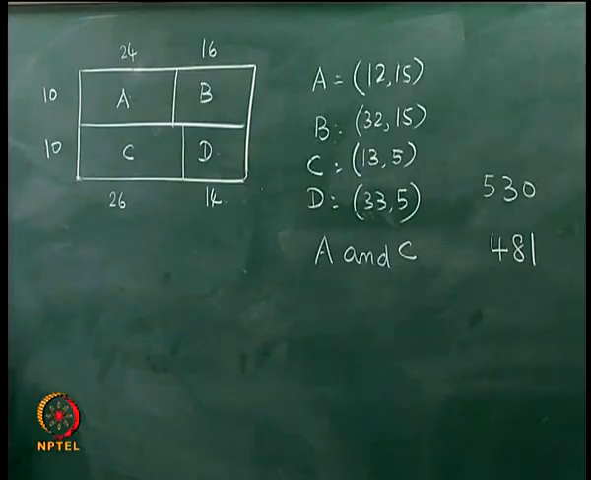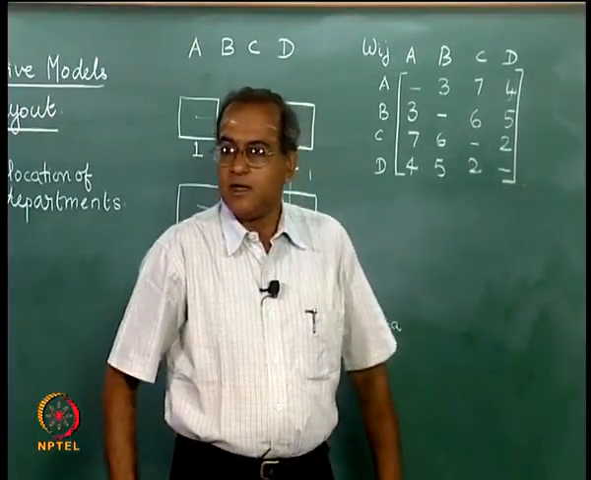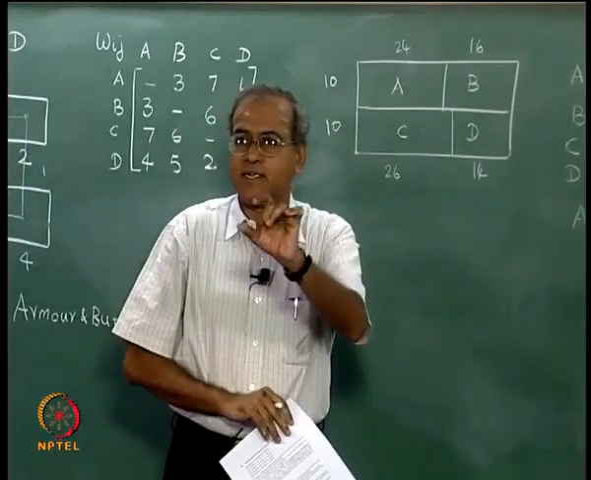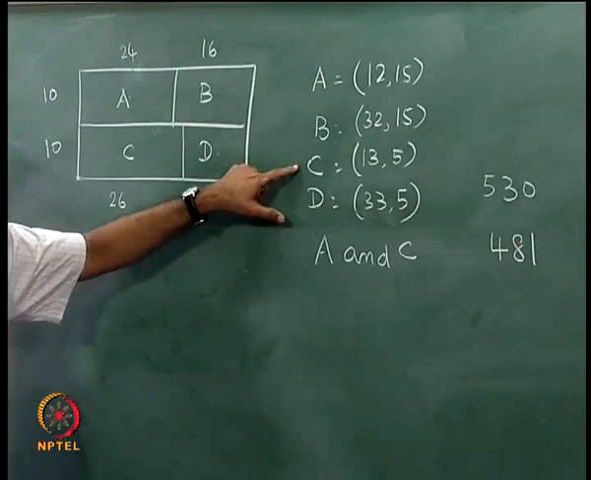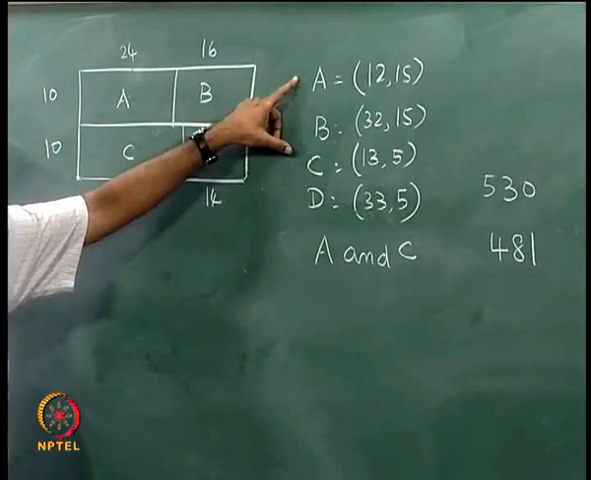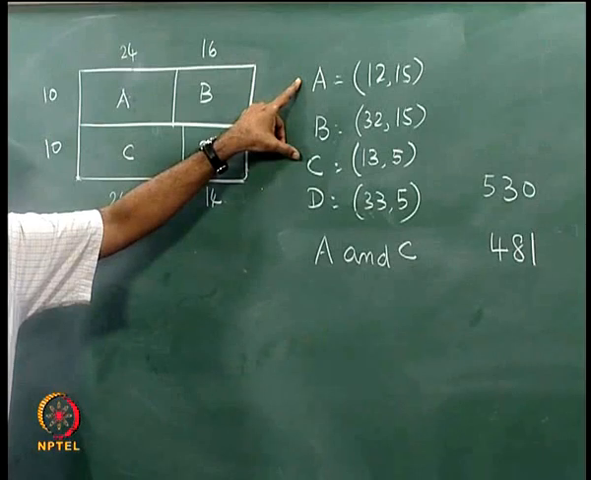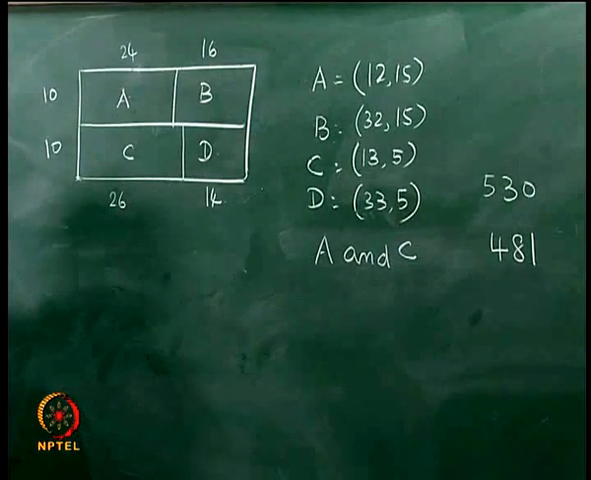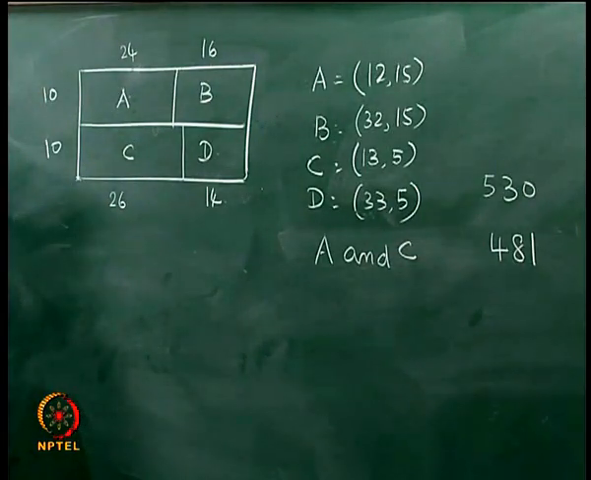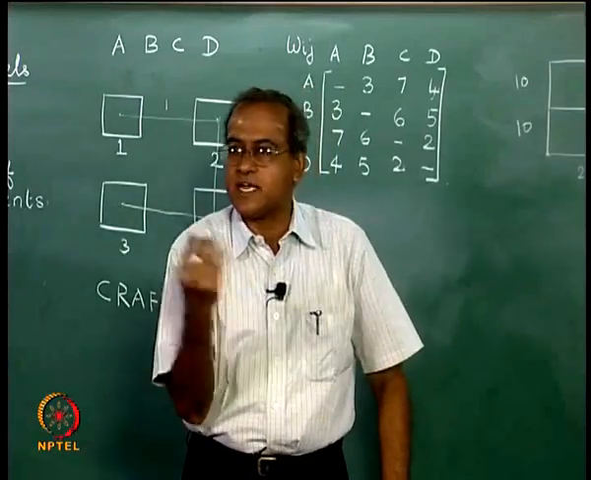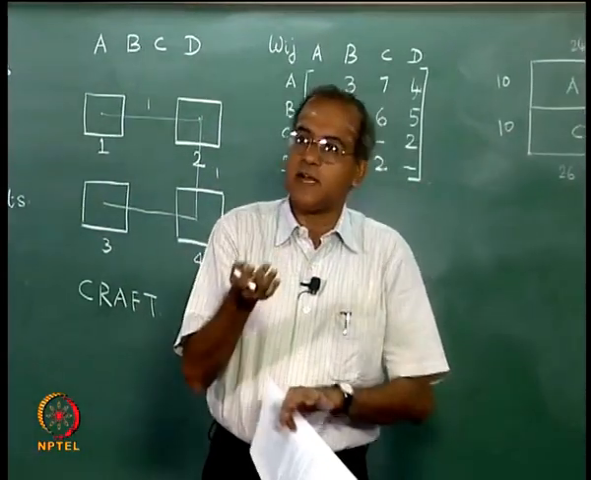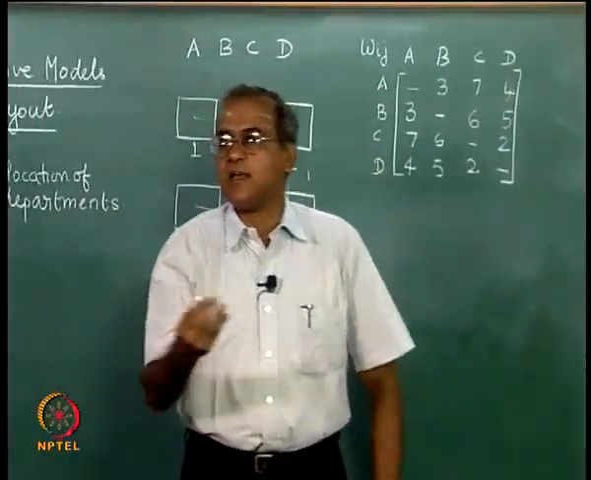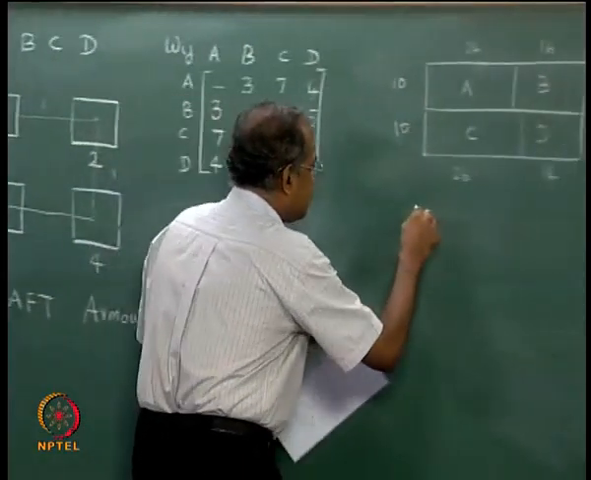But then there is a small approximation that we have assumed. For the purpose of this interchange, when we interchanged A and C, we said A's centroid will become 13,5 and C's centroid would become 12,15. But we actually cannot exchange the centroids like that because the areas are different. So, when the areas are different, the centroids will change. So, what we do now is we try to incorporate that, and then we actually exchange A and C to see what happens. Now, that is shown here.